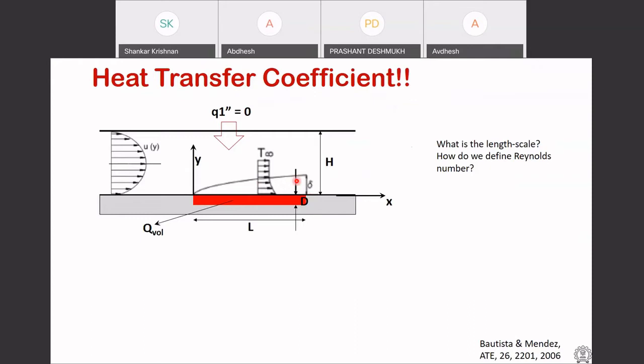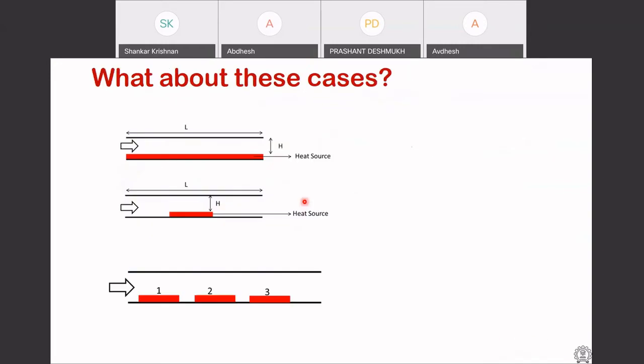And what heat transfer coefficient will I get? Because if I use height, then my Reynolds number will be slightly higher, so I will predict a higher heat transfer coefficient. If I use length, the flat plate based correlations will always fetch me lower heat transfer coefficients. If I use D, I'll get even lower because the thickness of the heat source is small. So the question is, how do I pick a length scale?